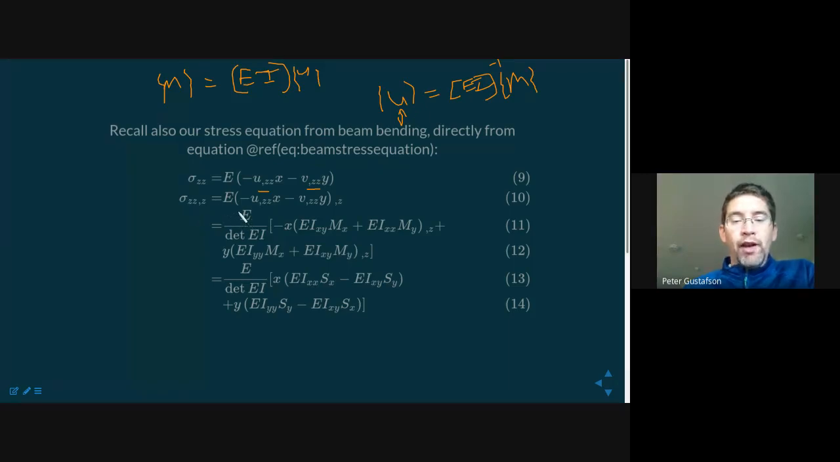So sigma ZZ was written as E over the determinant of EI, that came directly from the inversion, times now minus X EI XY MX, that's this term here, plus EI XX MY, that's also this term. It's just a different row times a different column, this row times this column brings out these terms here. Okay, plus Y, notice here the position is still present, and then we have Y times EI YY MX plus EI XY MY. Now I've still kept the derivative outside to make the moments clear in this equation.